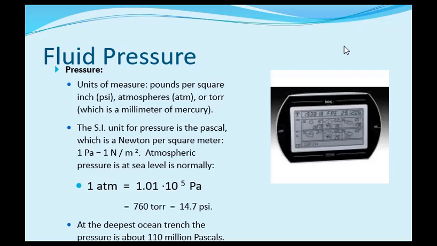For the units of measurement, we have pounds per square inch. We can also use atmosphere. Then we can also use torr, which is a millimeter of mercury. The SI unit for pressure is Pascal, which is equivalent to 1 Newton per meter squared. If we are going to convert atmosphere to Pascal, atmospheric pressure at sea level is 1 atmosphere, which is also equivalent to 1.01 times 10 to the 5th Pascal. And then we have another conversion, 760 torr is equivalent to 14.7 pounds per square inch.